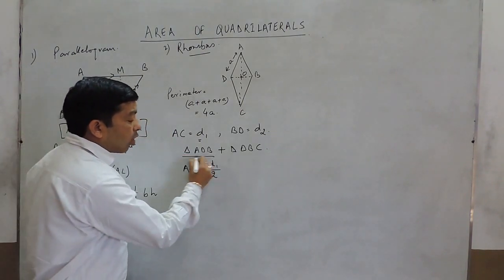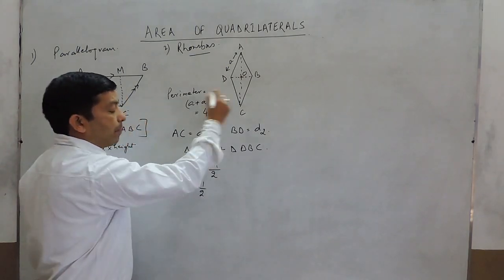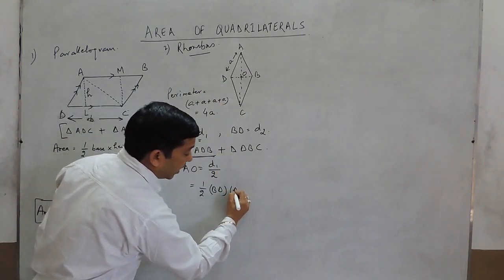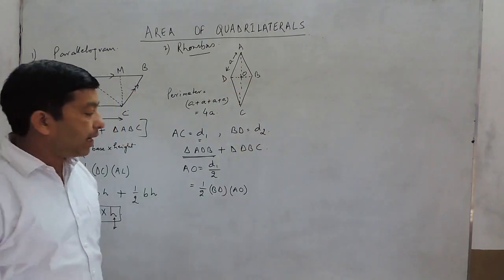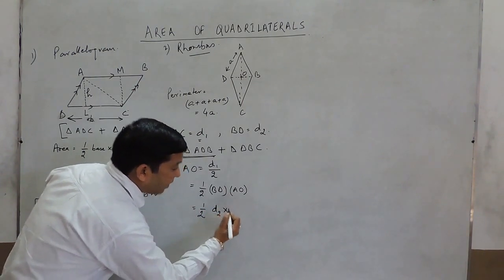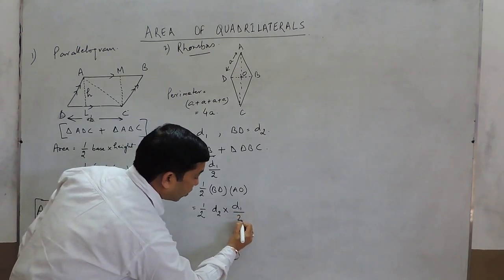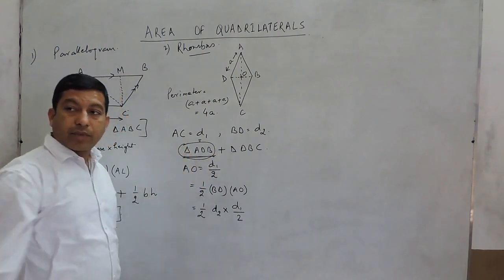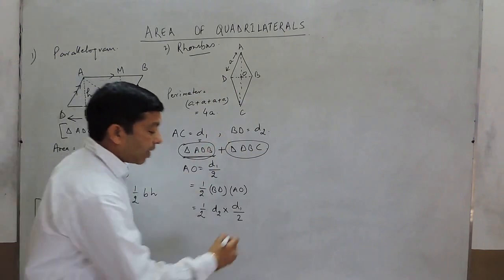So if we talk about triangle ADB, the area is half, the base is the length BD and the height is the length AO. We already know the length of BD is D2. So this comes out to be half of D2 multiplied by AO, and AO is D1 upon 2. So this is the area of triangle ADB. If we look at the other triangle, DBC, again the area comes out to be the same.